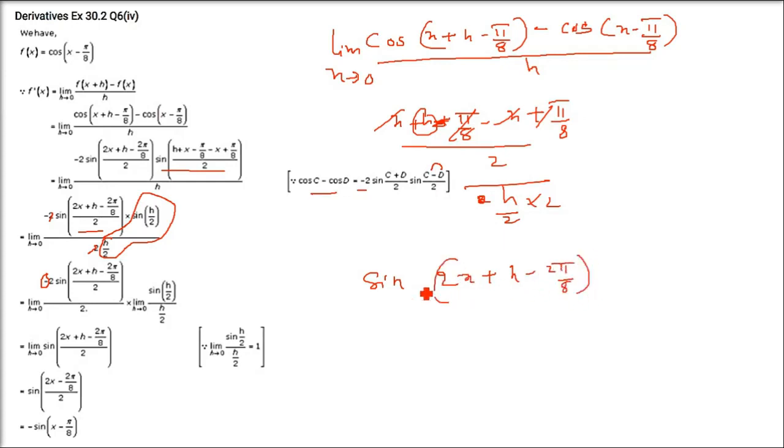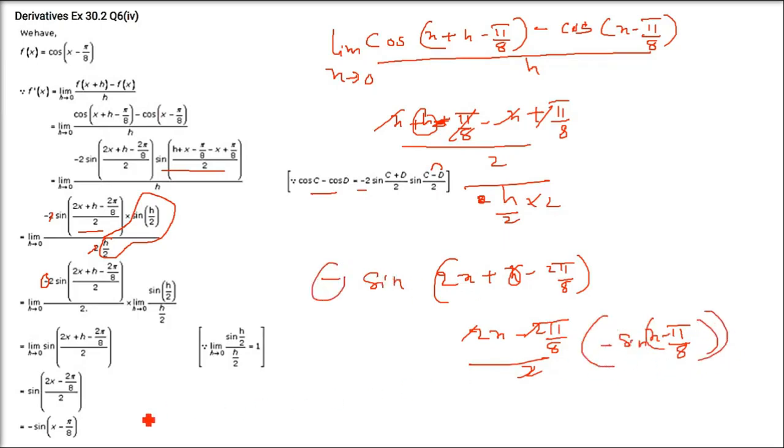Now apply the limit here. Okay, h is 0, (2x−2π/8)/2. The 2 you can take common or you can cancel it. It will be sin(x−π/8), and you also have a negative in front. Okay, this is the final answer: minus sin(x−π/8).